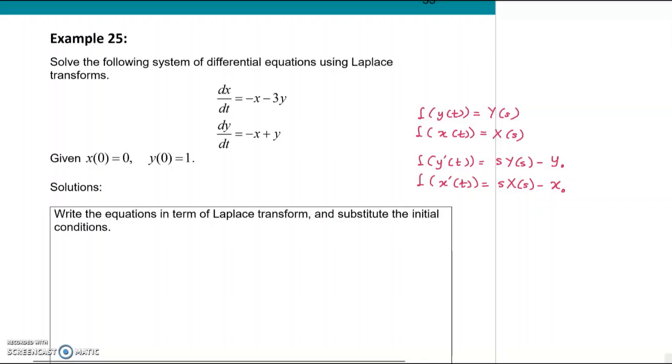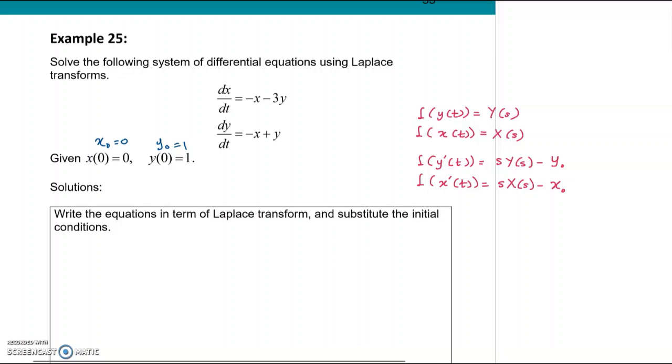Example 25. Solve the following system of differential equations using Laplace transform. So we have x prime equals negative x minus 3y and y prime equals negative x plus y, given x naught equals 0, y naught equals 1.